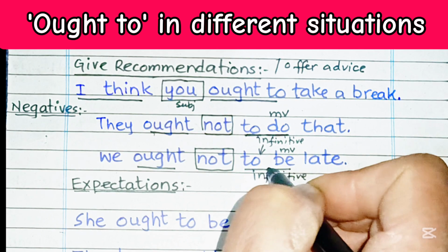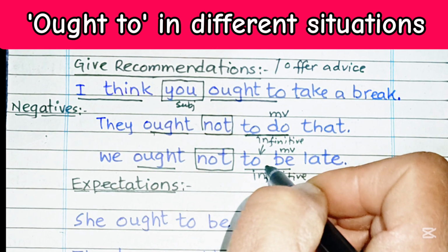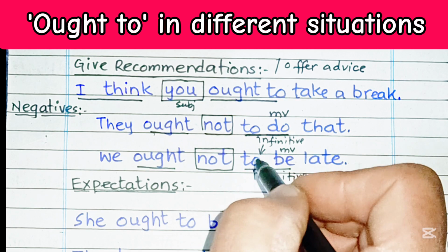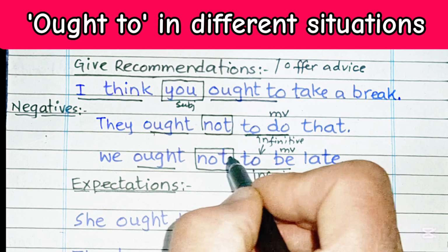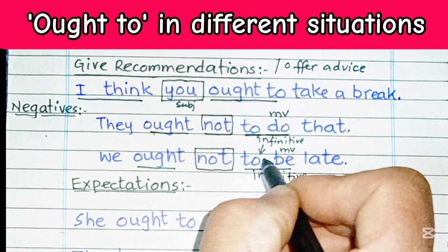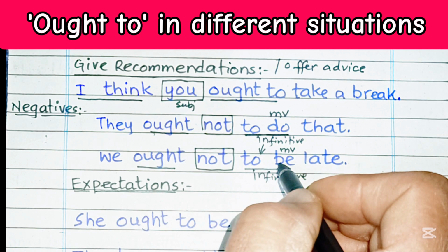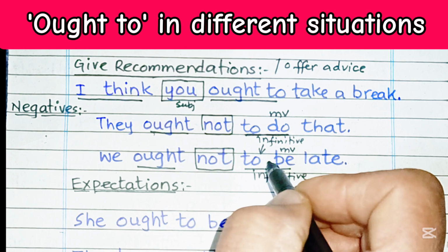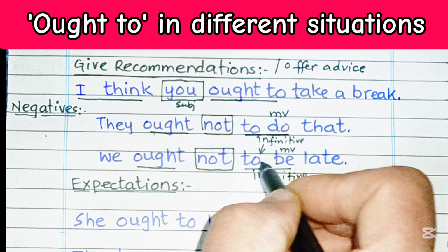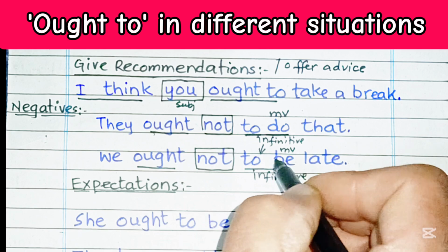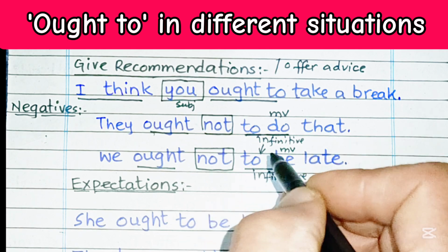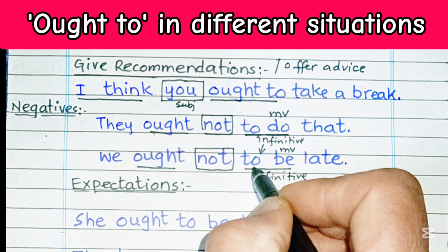So "to be" is again an infinitive. Remember that we can't split an infinitive. "To not be" will be incorrect. Again, as I said, remember that we can't split an infinitive. It has to be together. It should be together. So here is the infinitive, to be.